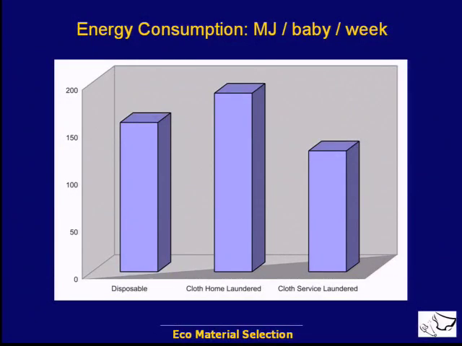Energy consumption. Okay, if we go through the functional unit of servicing a baby per week, here is the energy consumption. 150 megajoules per baby per week in the disposable diaper realm versus closer to 200, maybe 190, on the home laundered cloth, versus something around 140 to the cloth service laundered. Do these look like significant differences, given the uncertainty in the assumptions? A lot of people shaking their head no.